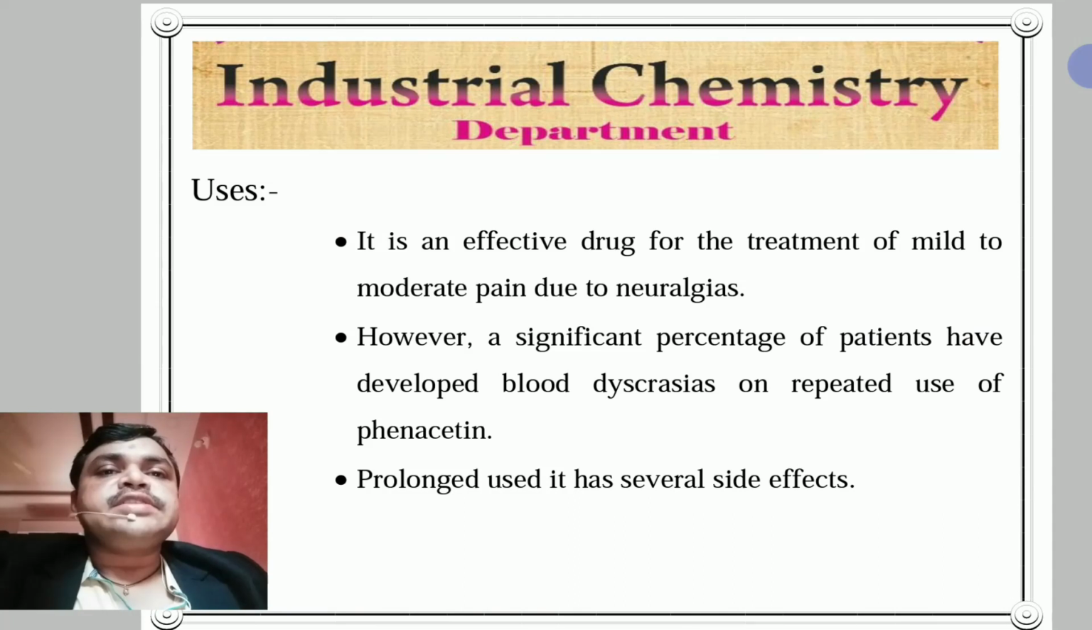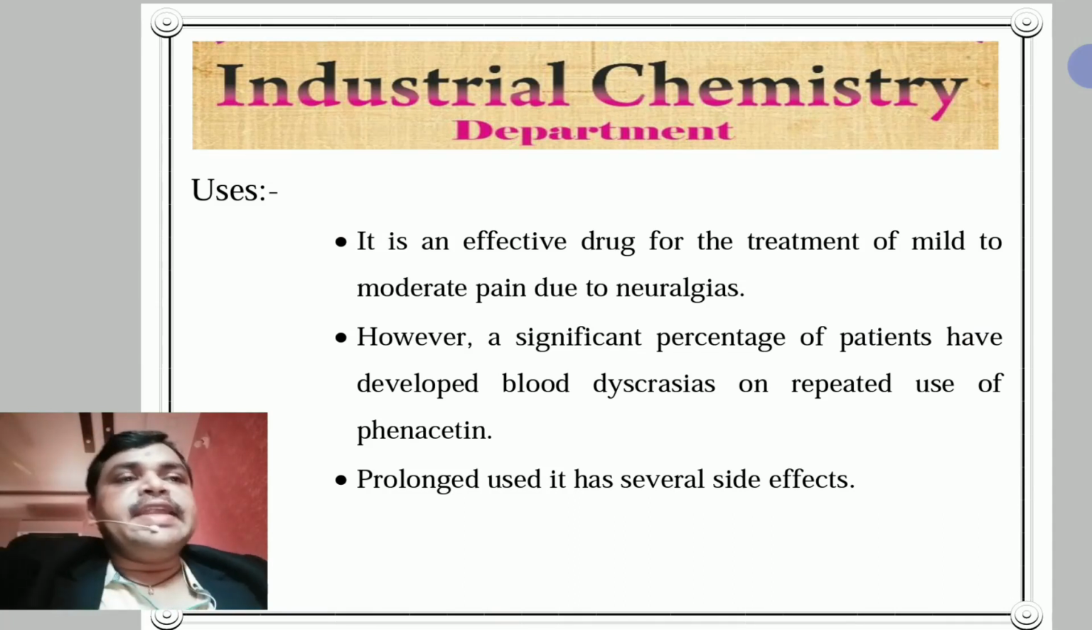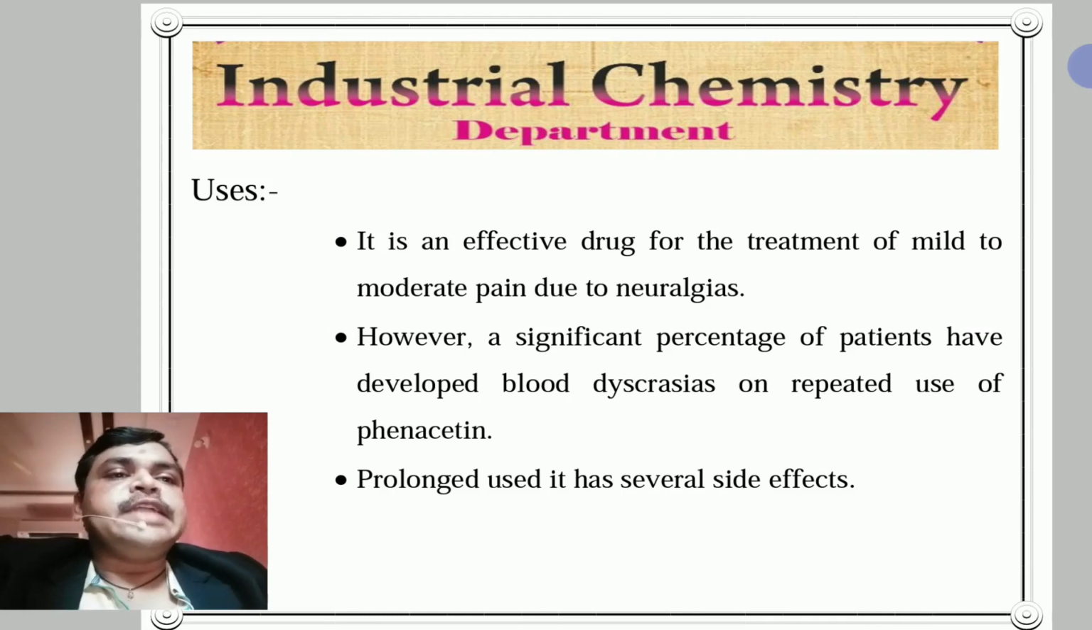And last, uses of phenacetin. It is an effective drug for treatment of mild to moderate pain due to neuralgias. However, a significant percentage of patients have developed blood dyscrasias on repeated use of phenacetin. So, with prolonged use it has several side effects.